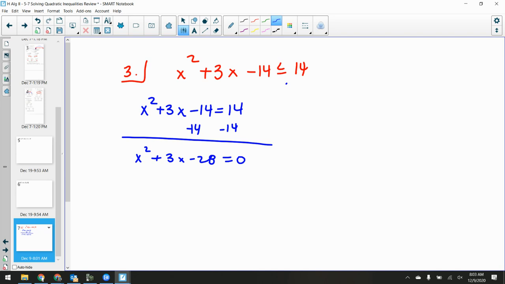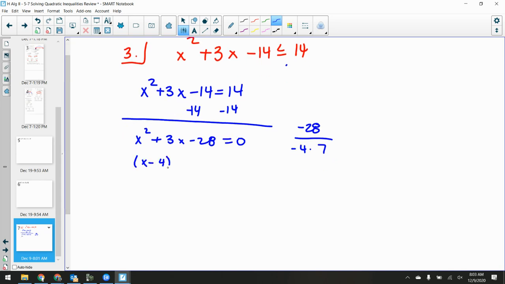Factors of 28. 4 and 7, right? 4 and 7 have a difference of 3, right? So sweet. This one factors. Awesome. So factors of negative 28 that will add to get to positive 3 are negative 4 times 7. So that means this will factor into x minus 4, x plus 7. So that means I've got x equals 4 or x equals negative 7.